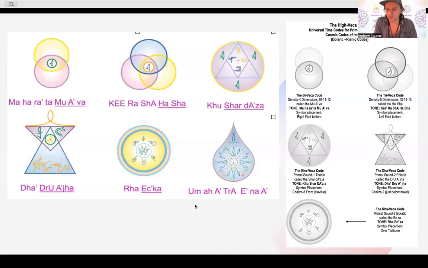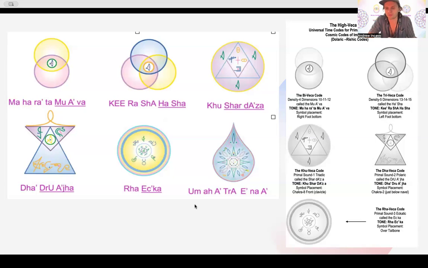Next, we have the Da Becca code, and it's from Primal Sound Field 2, which is the polaric layer, and it's called the Drew Aja. Look, the names for these aren't quite as important, but you're going to be saying the mantra a shitload of times when you're calling in these symbols. So you should definitely learn the mantra. The names are a little less important. The way you tone the mantra is Da Drew Aja, Da Drew Aja, Da Drew Aja, and that symbol placement is chakra 2. It's on your abs, just below your navel.